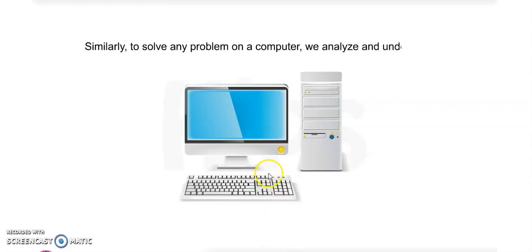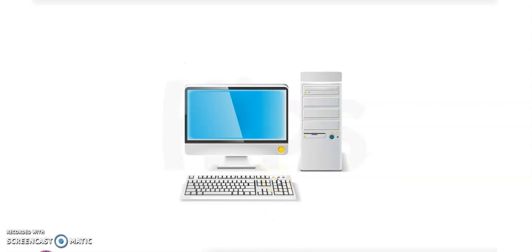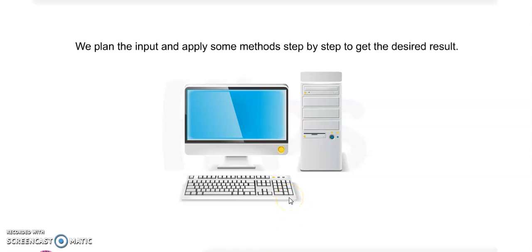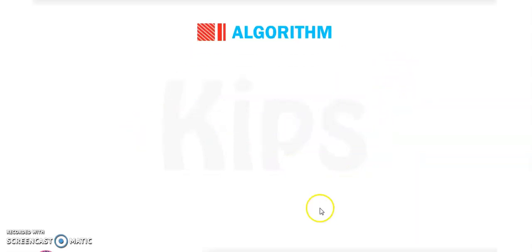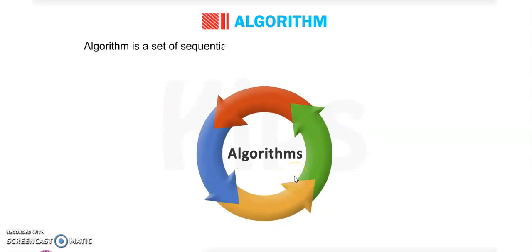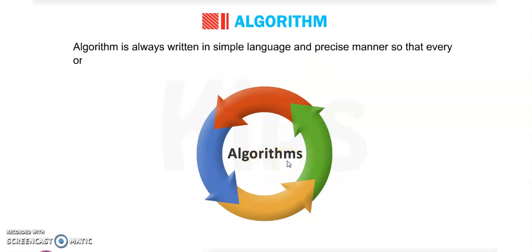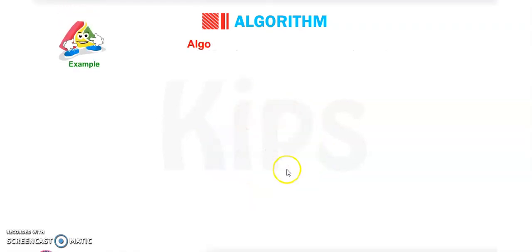Similarly, to solve any problem in a computer, we first analyze and understand the nature of the problem. If we want to solve any problem, we have to understand what the problem is. Then we plan the input and apply some method step by step to get the desired result. This step-by-step procedure to solve any problem is called an algorithm. An algorithm is a set of sequential steps to solve any logical or mathematical problem. An algorithm is always written in simple language in a precise manner so that everyone can understand the steps.